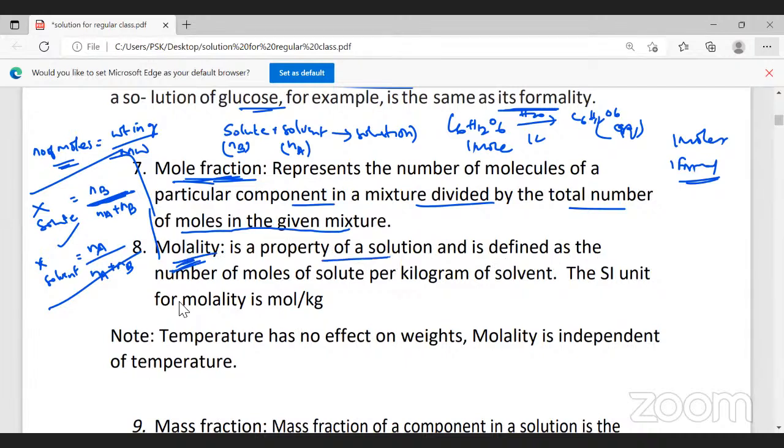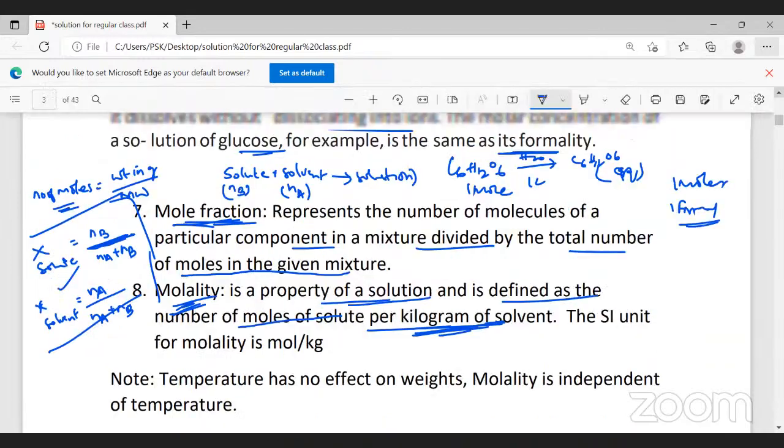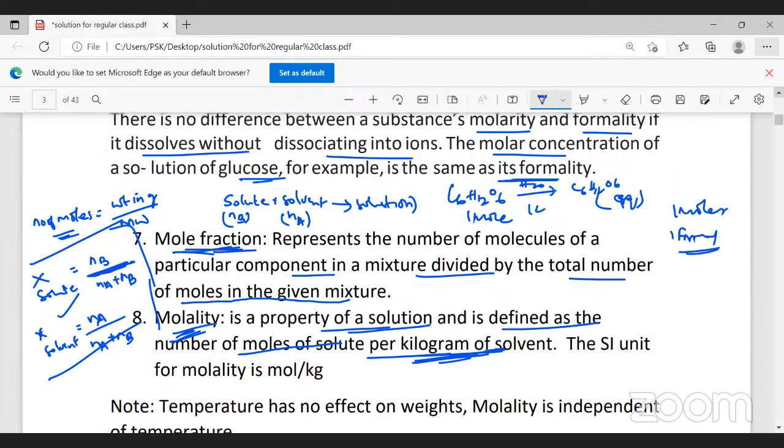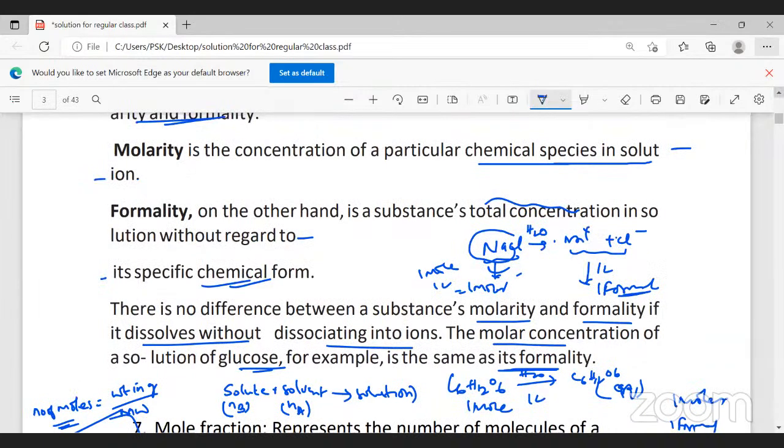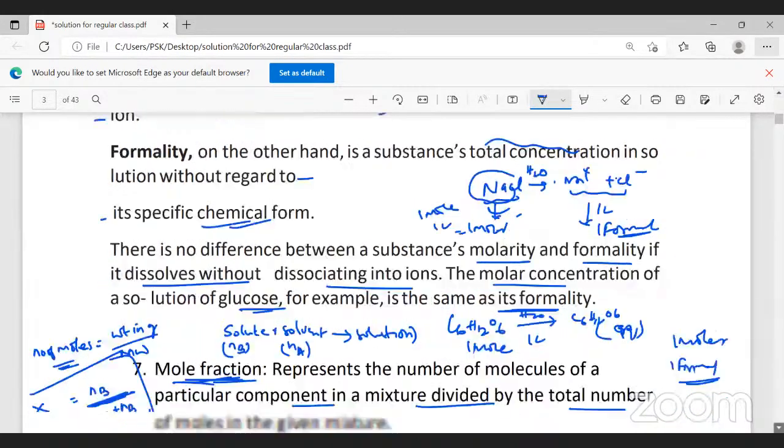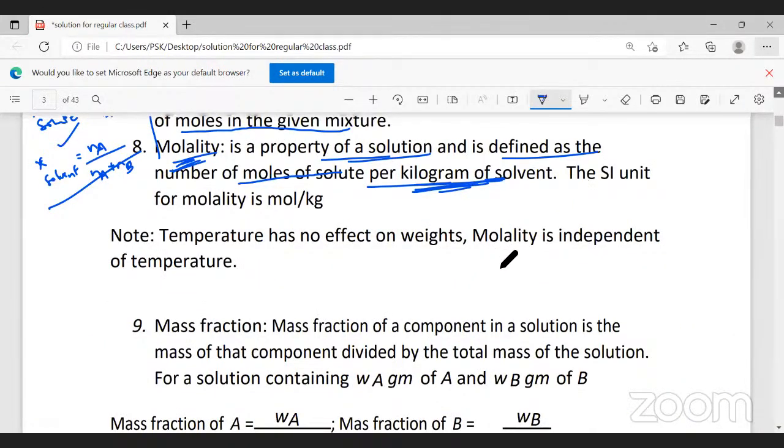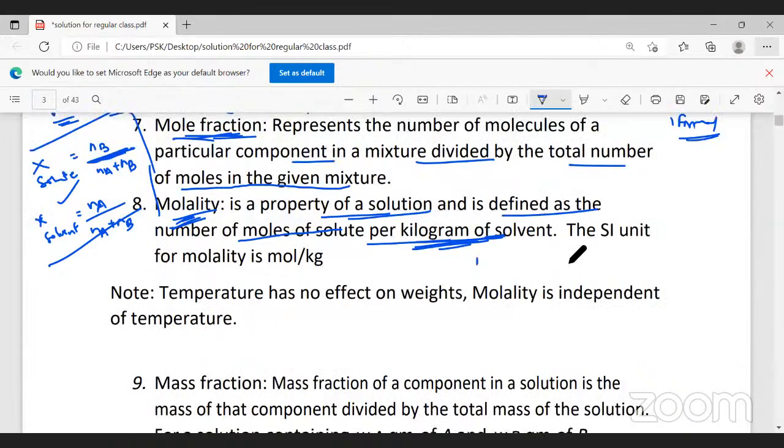Molality is a property of a solution and is defined as the number of moles of solute present in 1 kg of the solvent. So if you take the solvent in terms of liters, you get molarity. If you take the solvent in terms of kg, then we call that molality. If I take 58.5 grams of NaCl in 1 kg of water, then the solution concentration is called 1 molal, M-O-L-A-L. So molality is defined as the number of moles of solute present in 1 kg of the solvent.